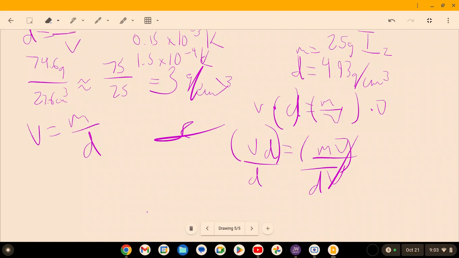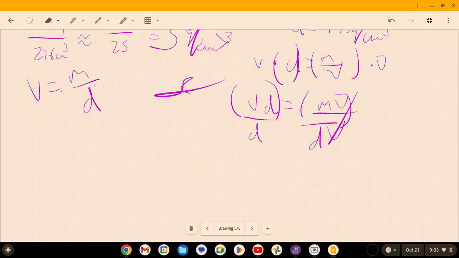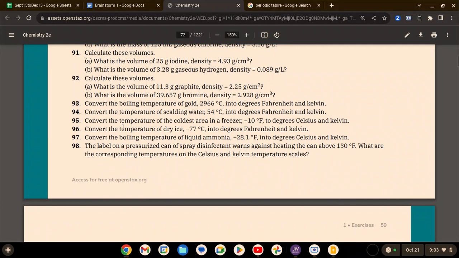And then I think this is probably one of the later ones. What was that? That was 91. 95. Oh, where's the cursor at? Jeez. 95. Convert the temperature of the coldest area in the freezer, negative 10 degrees Fahrenheit, to degrees Celsius and Kelvin.